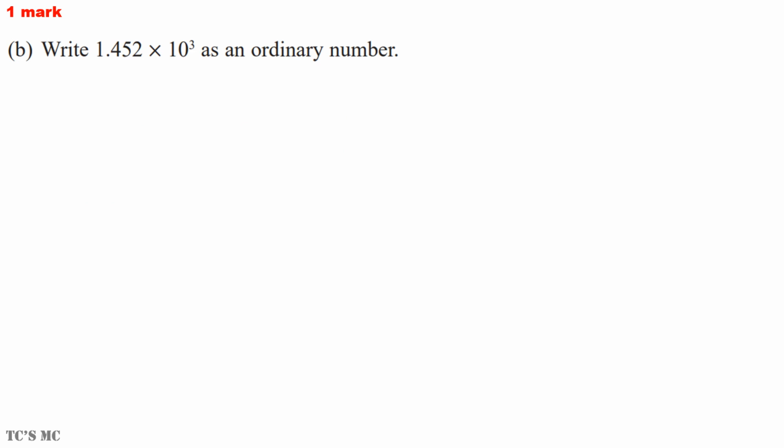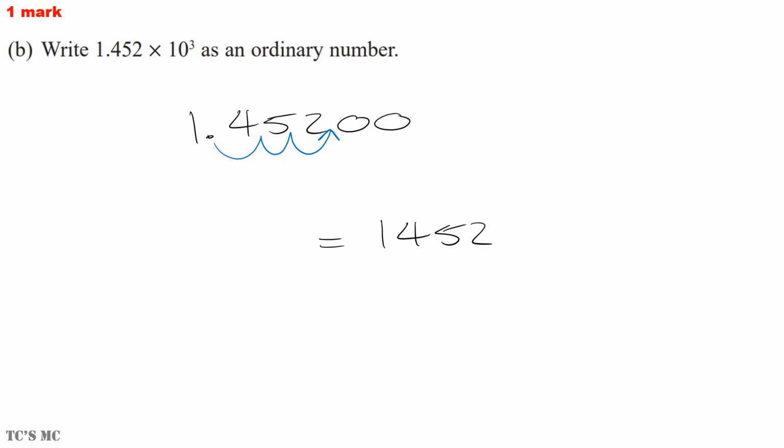Write 1.452 times 10 to the power of 3 as an ordinary number. So if I just write the beginning part, I'm going to add a few zeros in case I need them. I'm multiplying by 10 to the power of 3. So I'm going to move 1, 2, 3. So the decimal point is over here. That means the answer is 1,452. You can say 0.0, it's not needed at all, and you would get 1 mark for writing this answer.